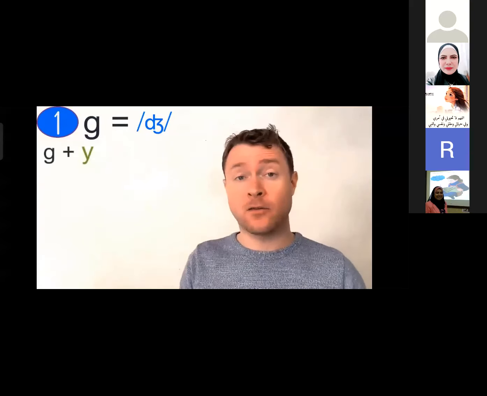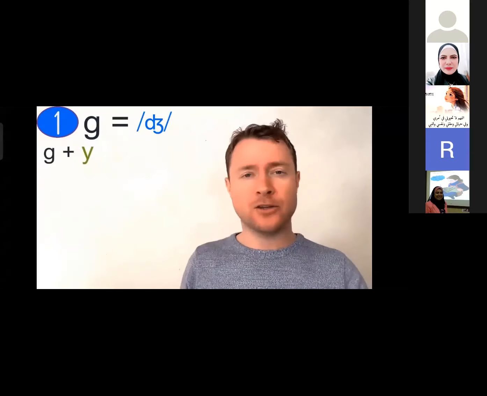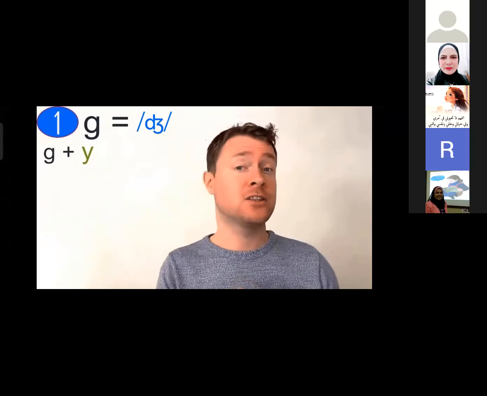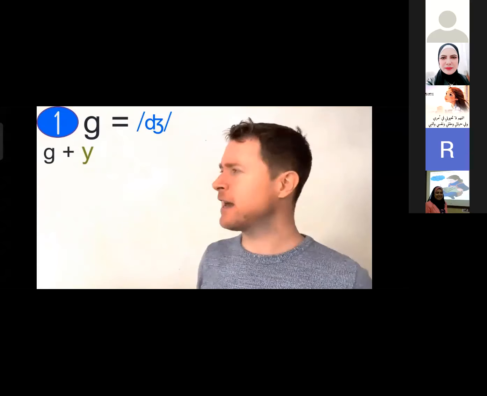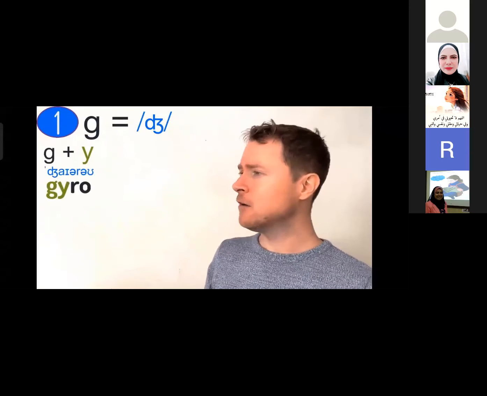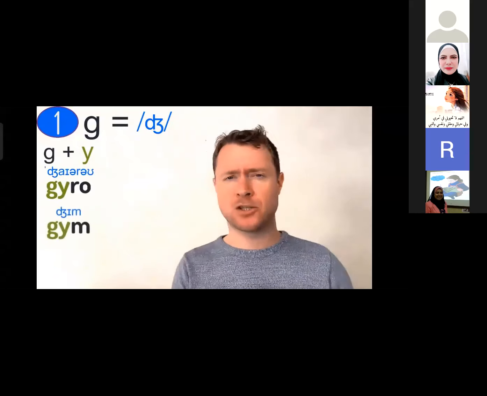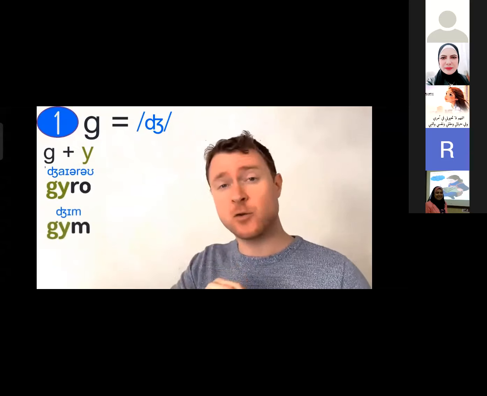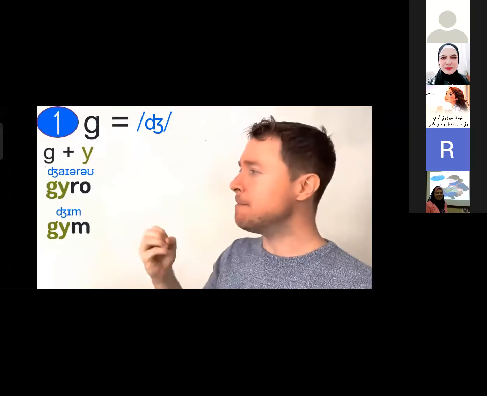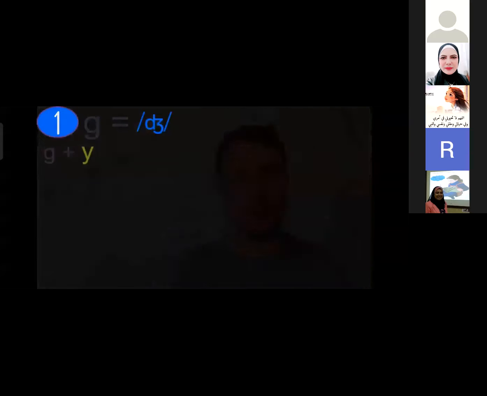Okay, what about G and Y? The rule was G plus E, G plus I, and G plus Y. G plus Y follows the same rule, which means normally it's pronounced J, like in gyro. Or you might go to do some exercise in a gym. The pronunciation of the Y changes to I there, gym. But the G, as you can hear, is a J: gym, gyro.